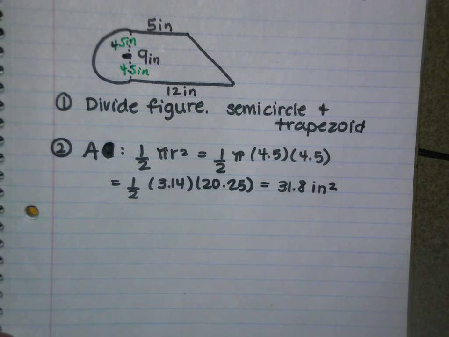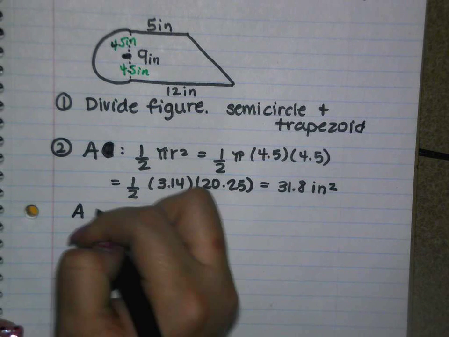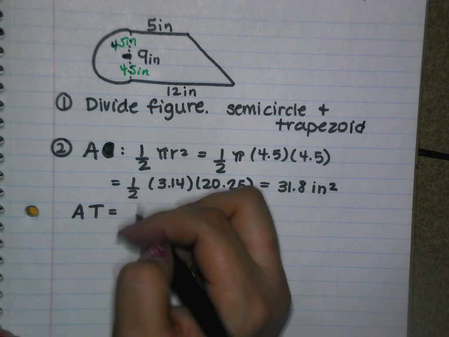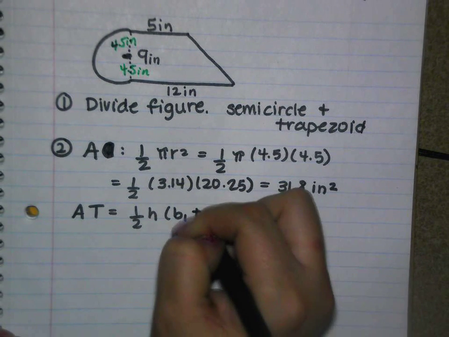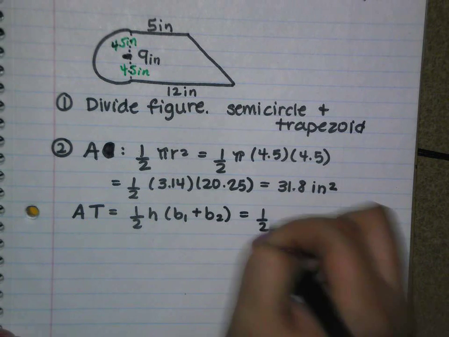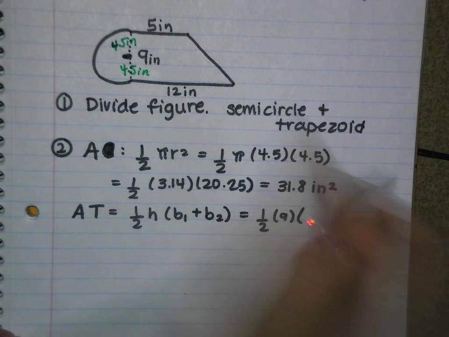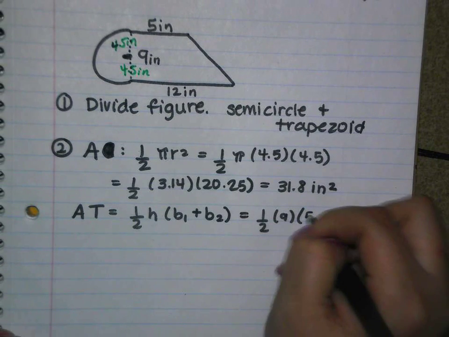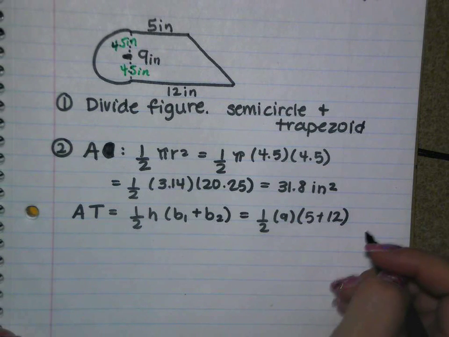area. Then you are going to do the area of the trapezoid. I'm just going to call that T. The area of the trapezoid, or T, is 1/2 the height times the base 1 plus the second base. So that's going to be 1/2 times 9, which is the height of the trapezoid, times this base 5 plus this base 12. 5 plus 12. Okay, and so then we're going to continue to work that through.